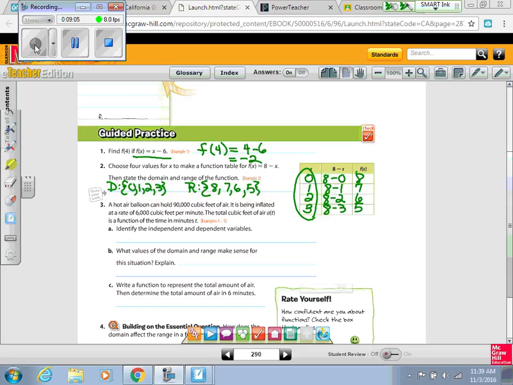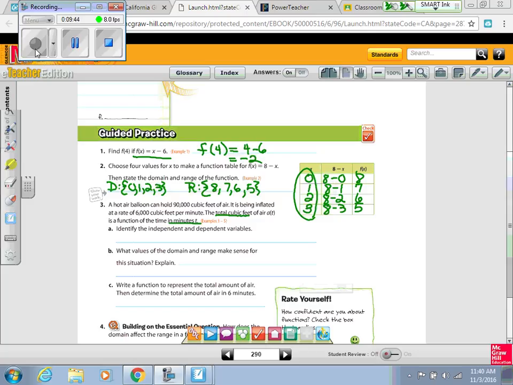A hot air balloon can hold 90,000 cubic feet of air. It's being inflated at a rate of 6,000 cubic feet per minute. The total cubic feet, which is your dependent variable, is a function of the time in minutes, which is your independent variable.